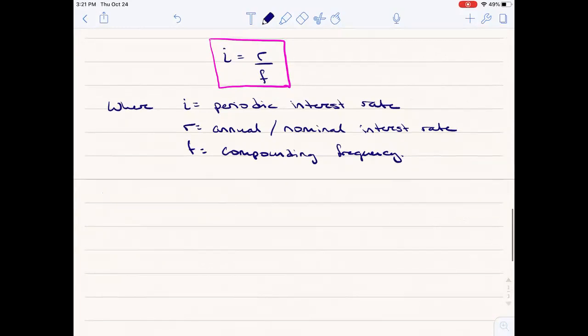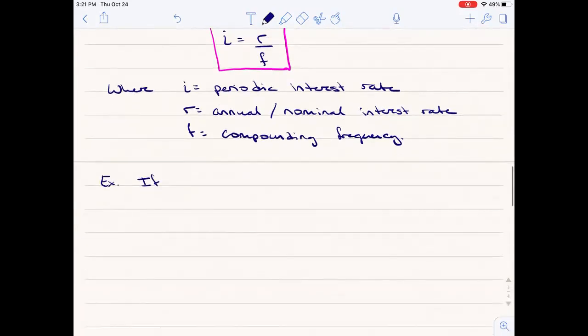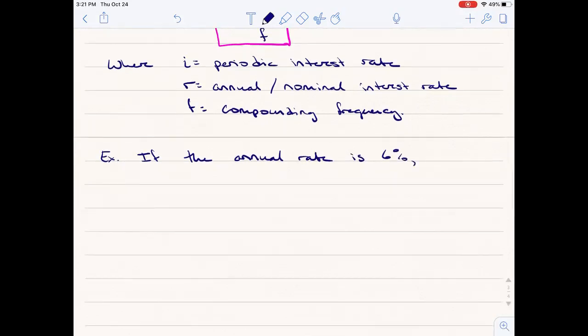Just as a quick example, if the annual rate is 6%, compounded quarterly, what's the periodic interest rate?